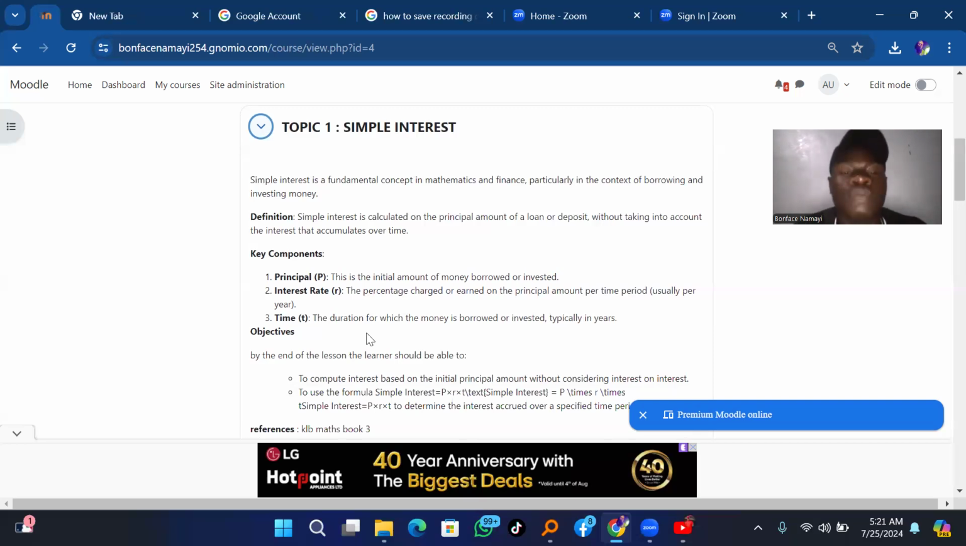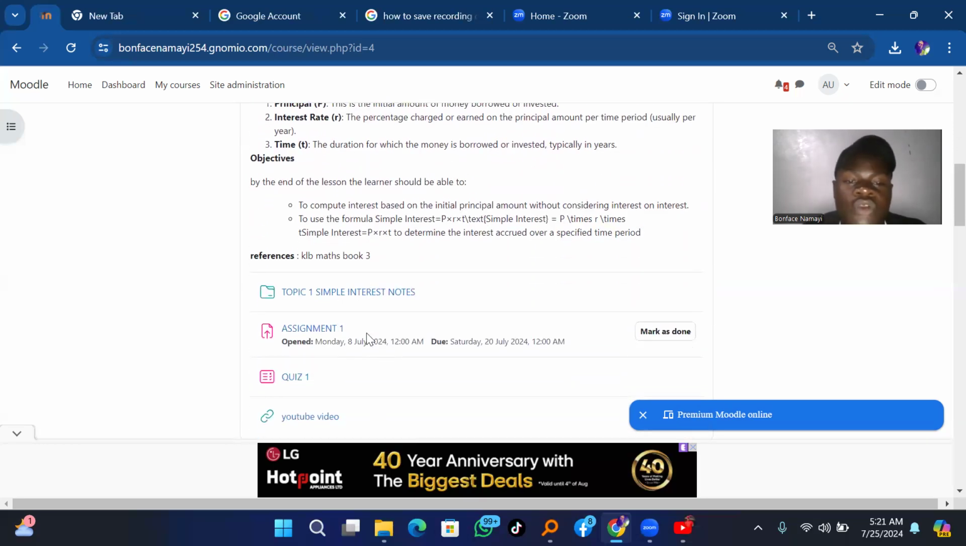On to the topic objectives. By the end of this topic, I expect my good students to compute interest based on the initial principal amount without considering interest on interest, and to use the formula of simple interest, which is principal times rate times time. My source of reference is KLB Math Book 3.